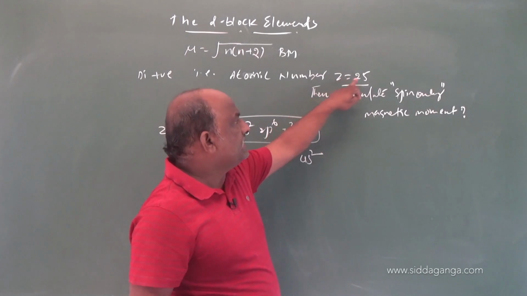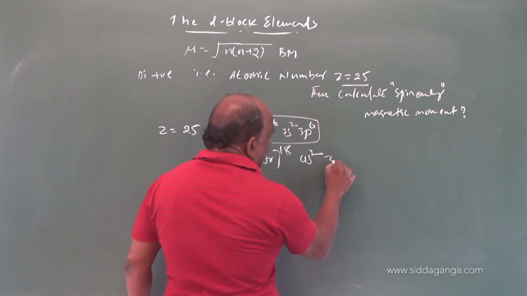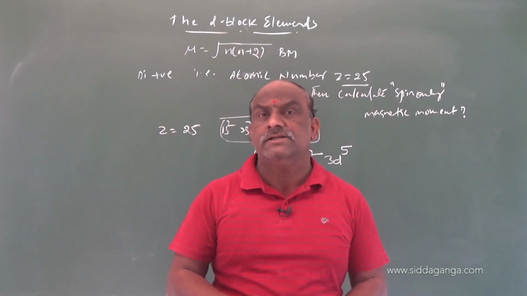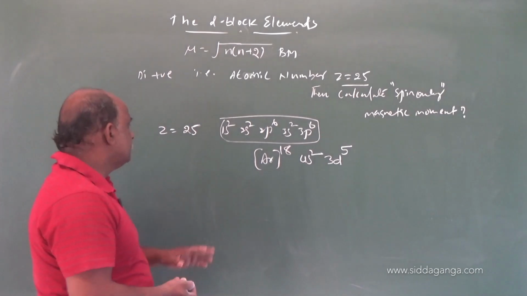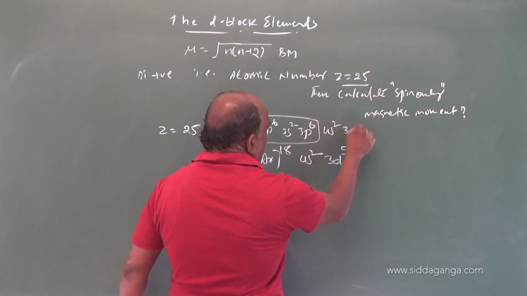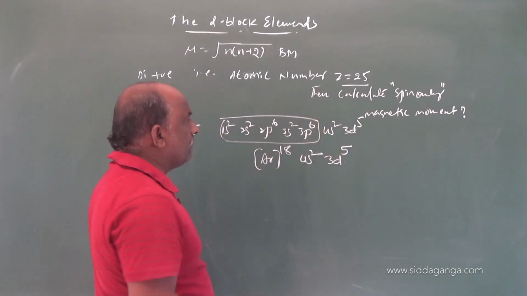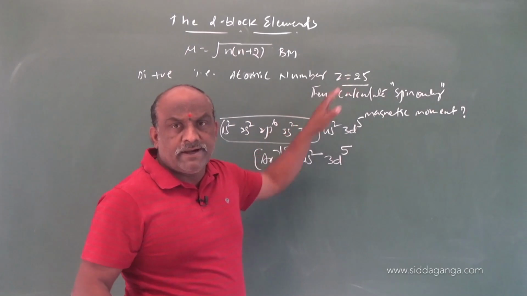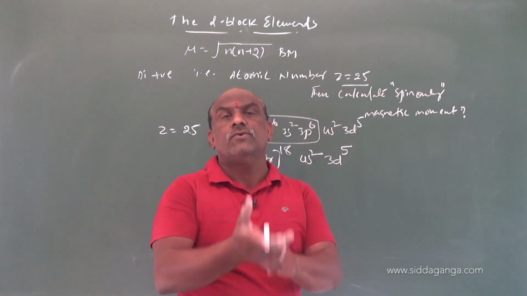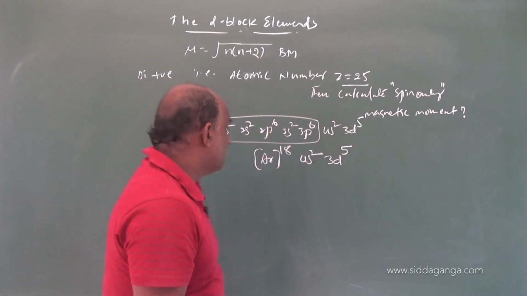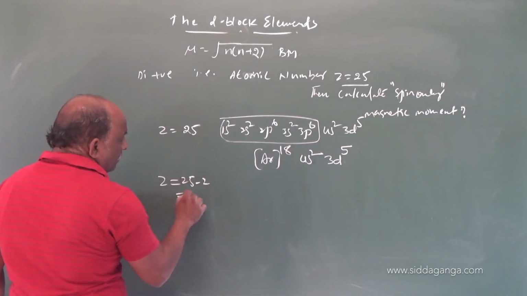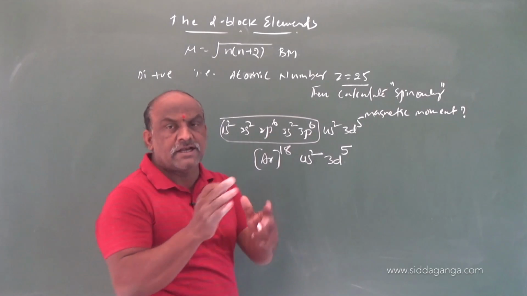But what is the atomic number? Z equal to 25. So the remaining 5 electrons enter into 3d5. So the configuration of Z equal to 25 is argon 4s2 3d5. This metal forms a dipositive cation. Dipositive cation means removal of 2 electrons. So we require 25 minus 2, that means we have 23 electrons only.